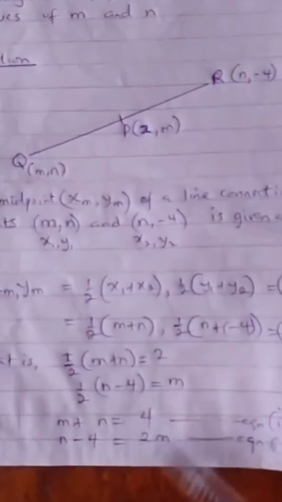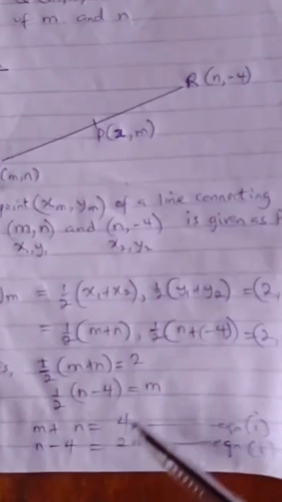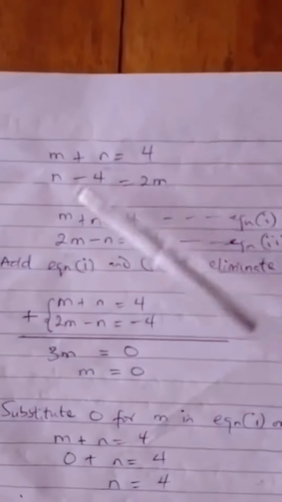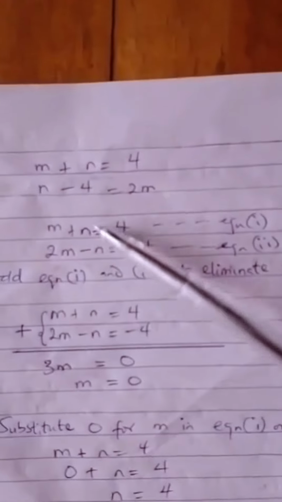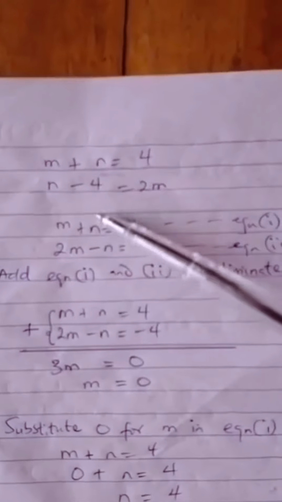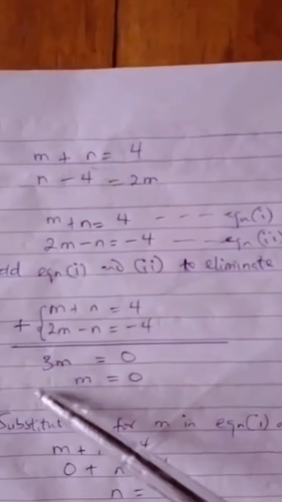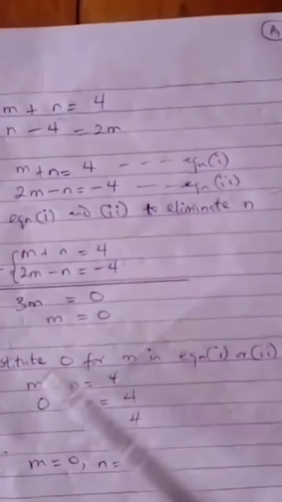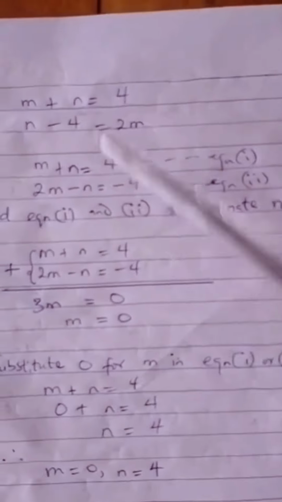So equate it, and then you have simultaneous equations which you can easily solve. In this case I want to use the elimination method. So I'll just rearrange it so that I have m, n, n. If you add equations 1 and 2, you eliminate n, and then you have m plus 2m is 3m, so m is 0. You can substitute 0 for m into any of these and you get n equals 4. So that's the final answer there.